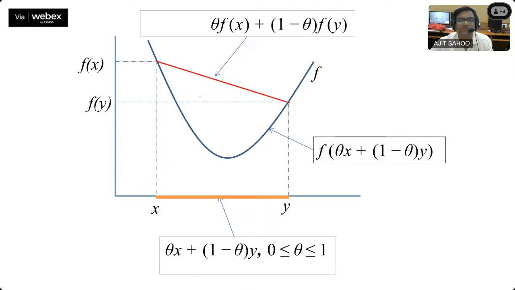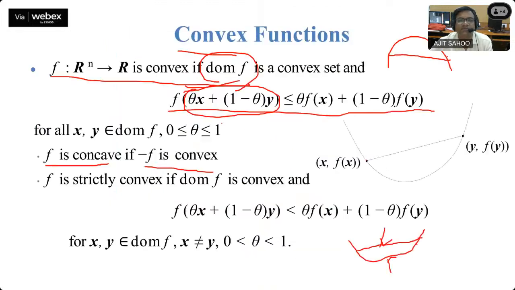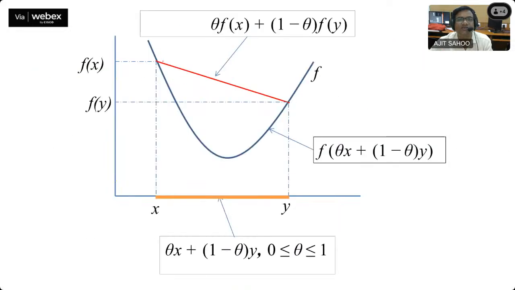So the convex function, like here, this is f of theta x plus 1 minus theta y, and this is the domain, this is x, that is theta x plus 1 minus theta y. Because it's the starting point, it is the ending point. So if you change theta within 0 to 1, it will start from here and end, and it will remain inside that. So that is the domain.